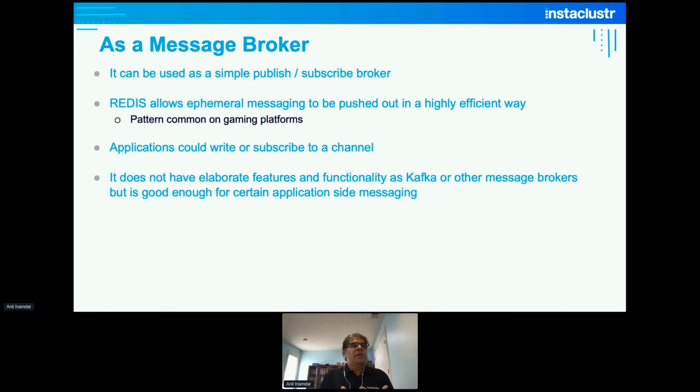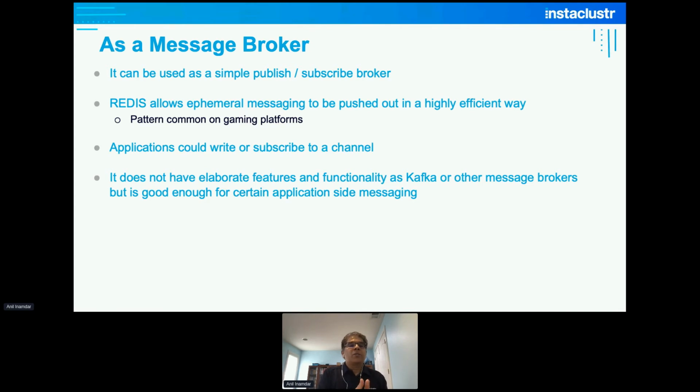Redis can also be used as a message broker, like publish, subscribe, which you might have heard about. Redis allows ephemeral messaging to be pushed out in a highly efficient way. For those who play games, this pattern is very common. You have a very high score, and you broadcast it to your friends and whoever subscribes to that.